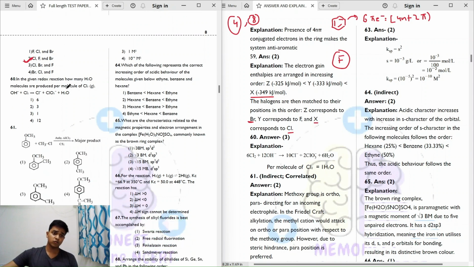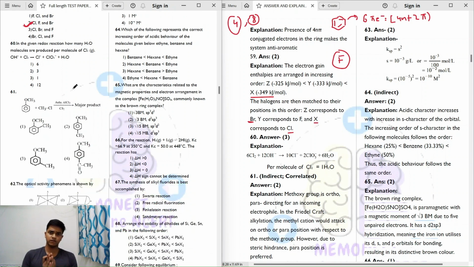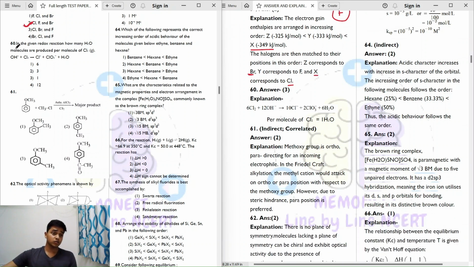Moving on to the next question, we have question number 60. It's a very simple question, you don't even have to think much in this. It says that in the given redox reaction, how many H2O molecules are produced per molecule of Cl2 gas? We have been given the equation as well, and we don't even have to balance the reaction. It has given us OH minus plus Cl2, and it gives Cl minus plus ClO3 minus plus H2O. If we take a look at this, we have one molecule of Cl2 here, and it is giving us one molecule of H2O.